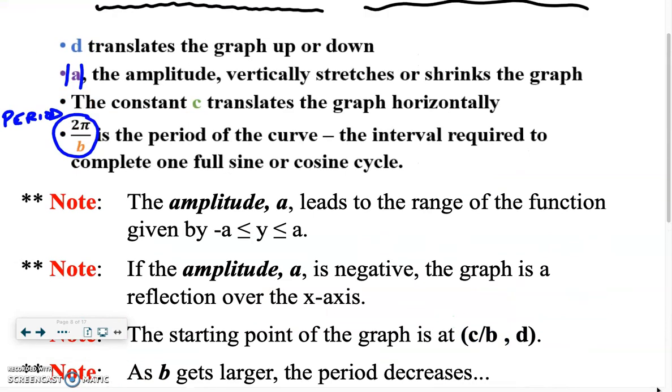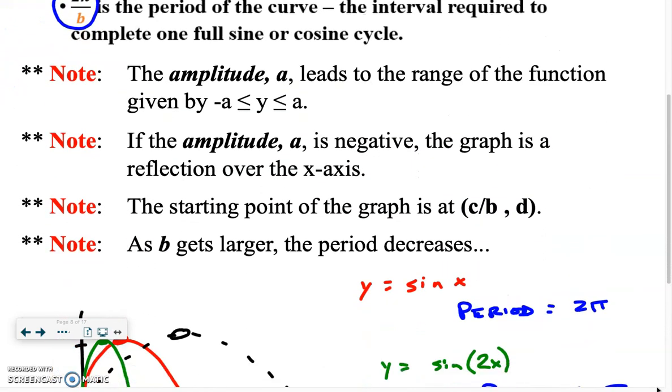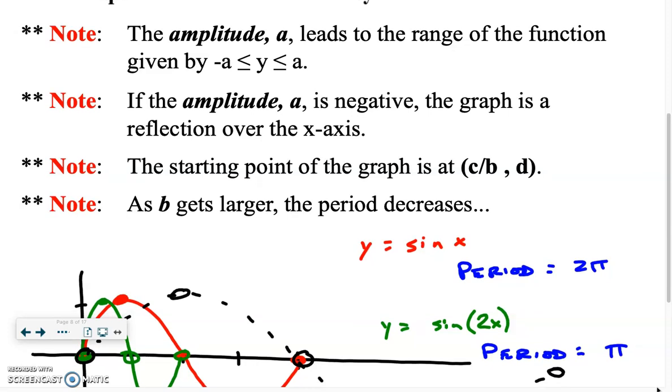All right, so a couple of other things to point out here on this slide. Just wanting to note that the amplitude, A, is going to lead to the range of the function. So again, all of these that I drew down here were going up and down 1 unit. So if the amplitude was 5, they go up 5, down 5. The amplitude is always going to be positive, but if A is negative, then that's when we're going to do our reflection.